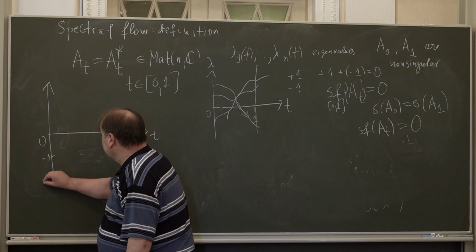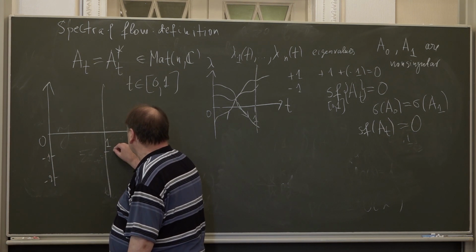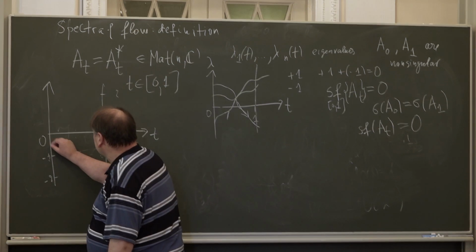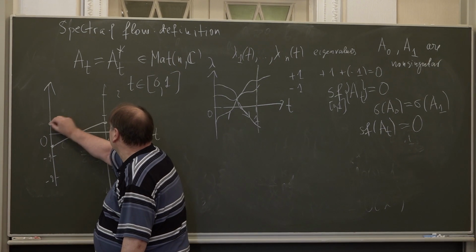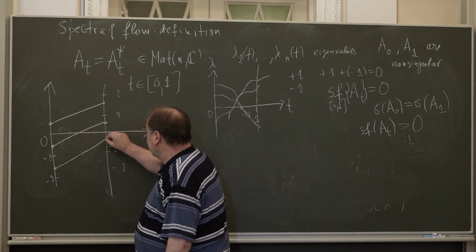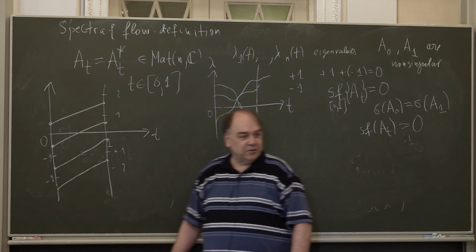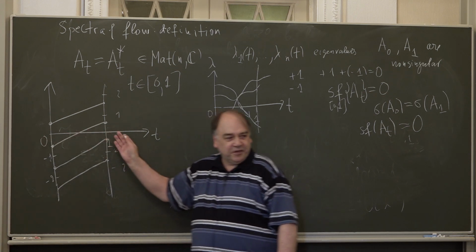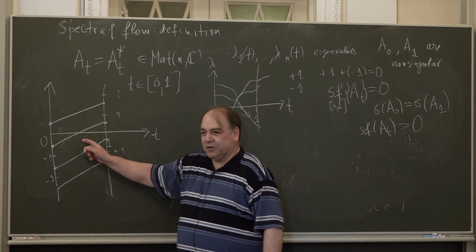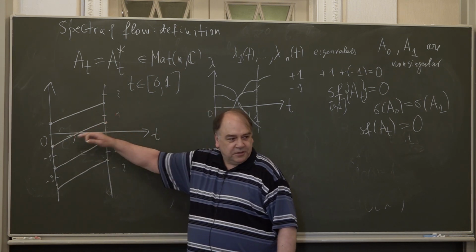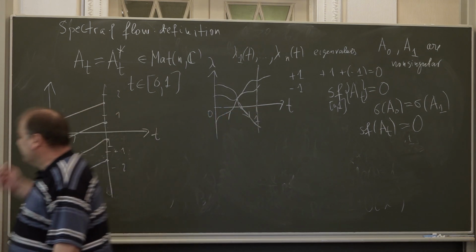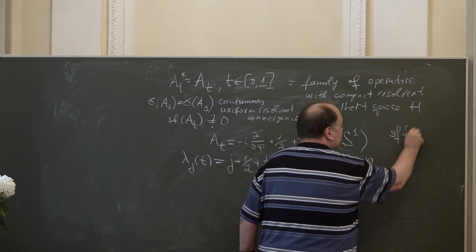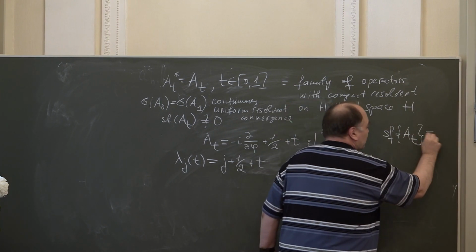Minus 1, minus 2. So the picture is something like that. This is how the eigenvalues of this operator behave. And we see the spectrum is the same at the initial and the final moments of time. But nevertheless, there is exactly one eigenvalue, this one, which crosses the axis in the direction upwards. And so we can write that the spectral flow of this family A_t is equal to 1.